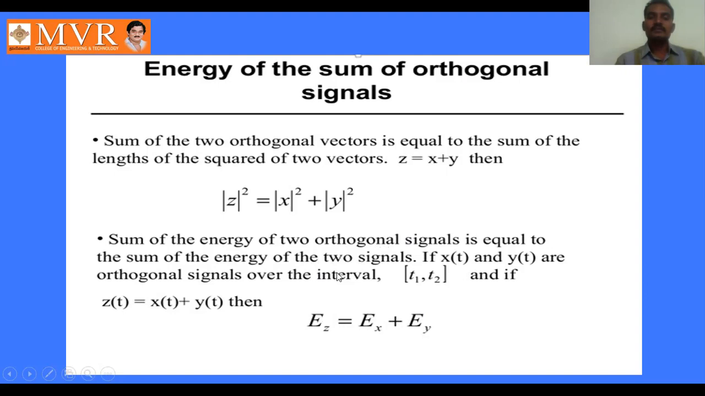So the energy of the sum of two orthogonal signals is equal to the sum of the energies of the two signals. And for vectors, the squared length of the sum of two orthogonal vectors is mod z square equal to mod x square plus mod y square. And here the energy of the sum of two orthogonal signals is Ez equal to Ex plus Ey.